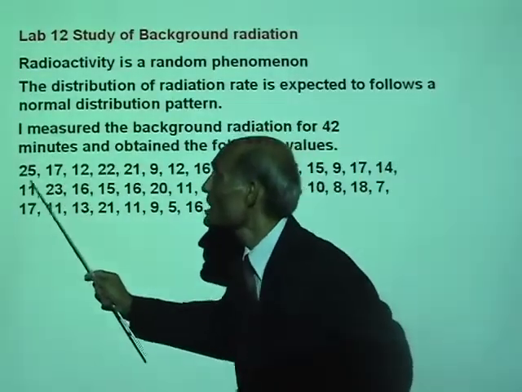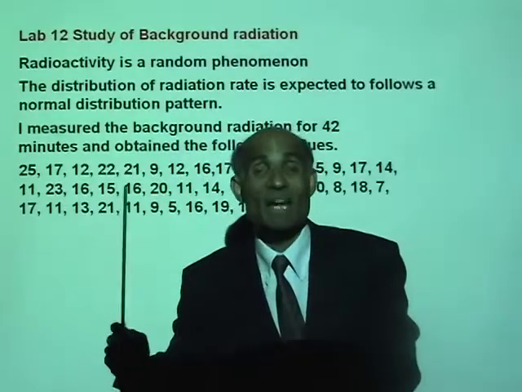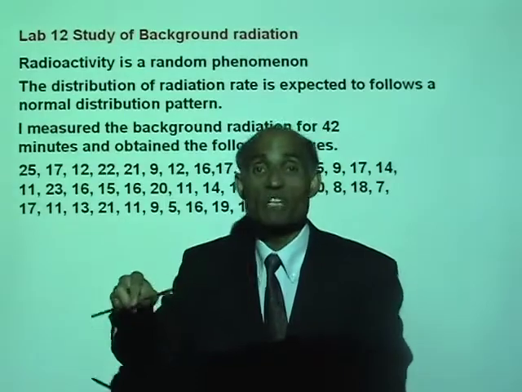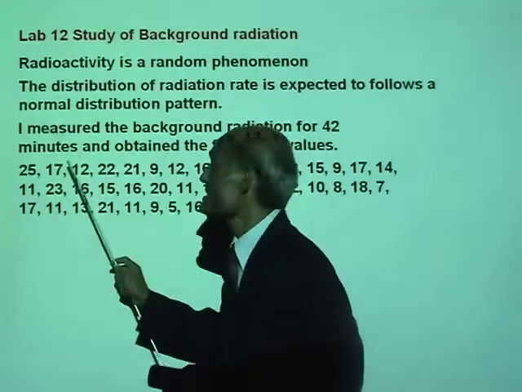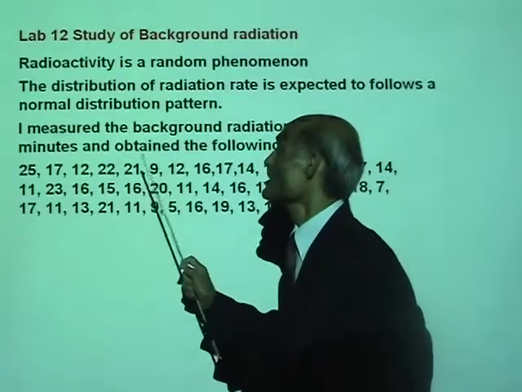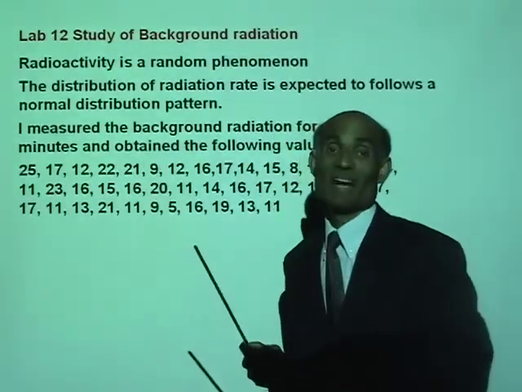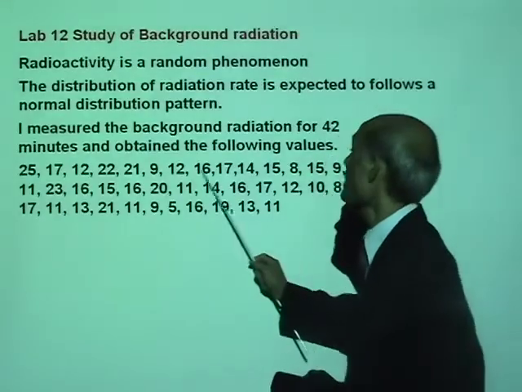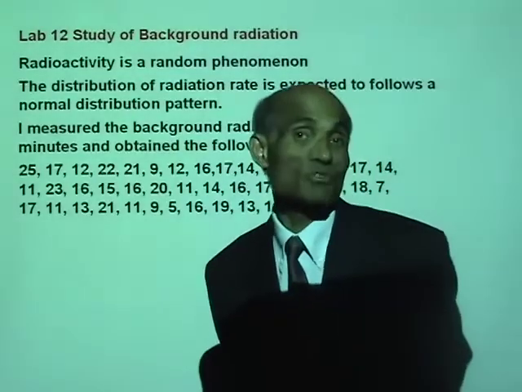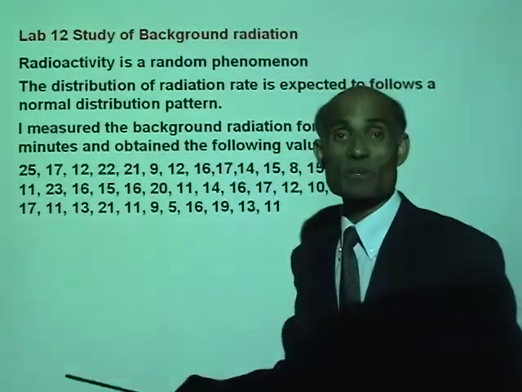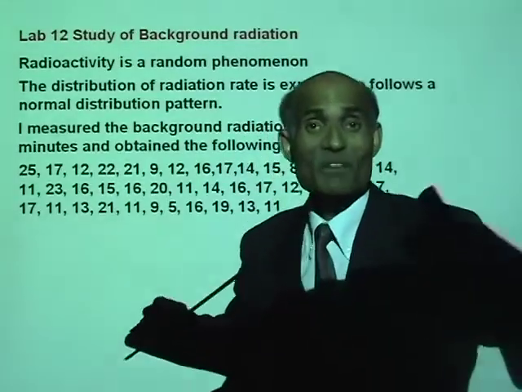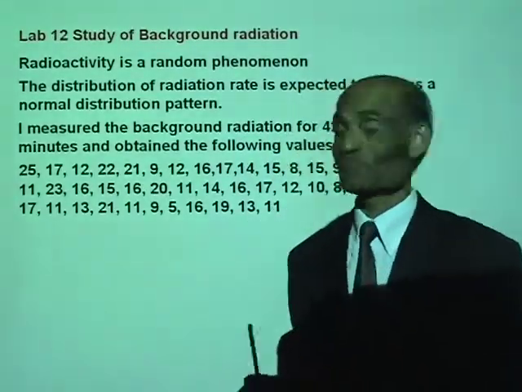The first minute I had 25 counts. It means there were 25 radiations detected in this room in the first minute. The second minute there were 17. Third minute there were 12. Then 22, 21 and so on. I did the experiment for 42 minutes. I spent most of my morning doing this experiment because this is the one I'm going to use to show you. I did another sample for you to work with.